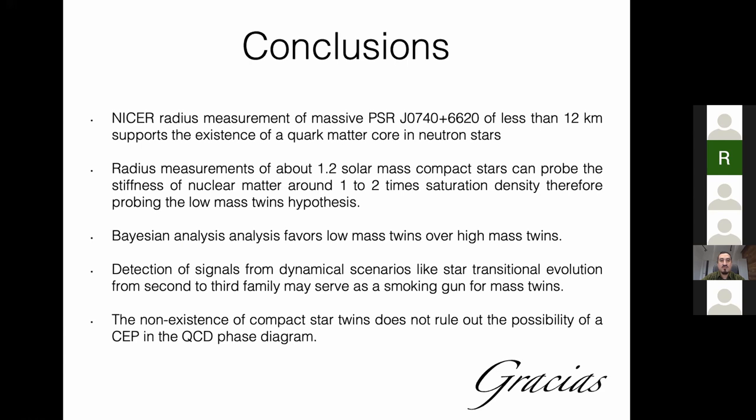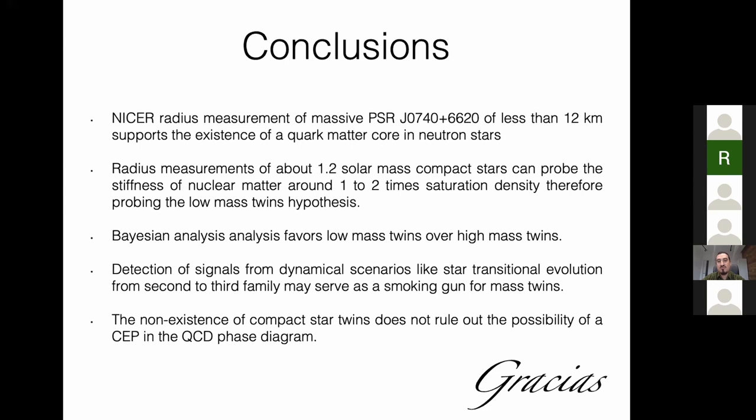Also interesting will be to measure a radius on stars of about 1 or 1.2 solar masses, which could probe the stiffness of nuclear matter that would correspond to 1 or 2 times saturation density according to the models presented here. And this will also probe the low mass twins hypothesis. I also showed that the Bayesian analysis, as we set it up under those considerations, favors low mass twins over the so-called high mass twins.